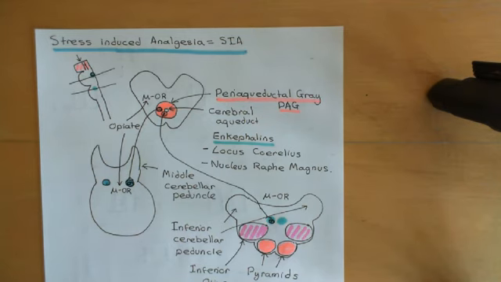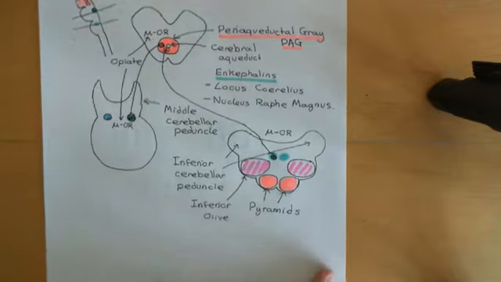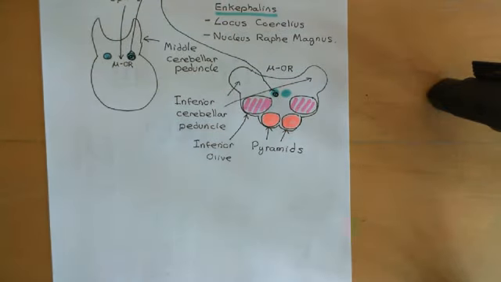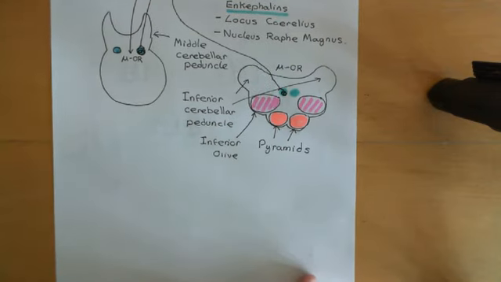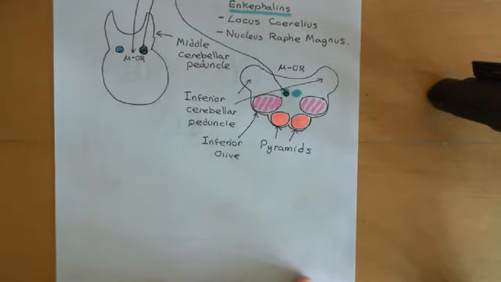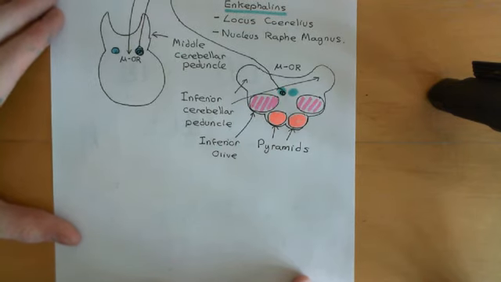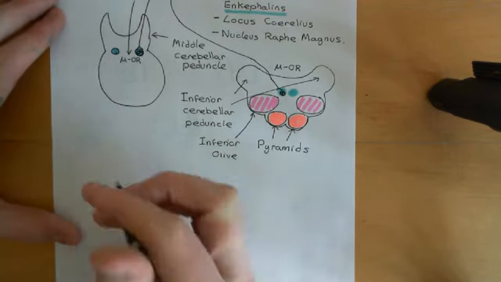Now, what are they going to synapse on in the spinal cord? Well, they're going to synapse on interneurons in the spinal cord, which use, again, enkephalins. So enkephalins are showing up everywhere. So let's go back to the dorsal horn of the spinal cord, because that's where everything is going to occur.